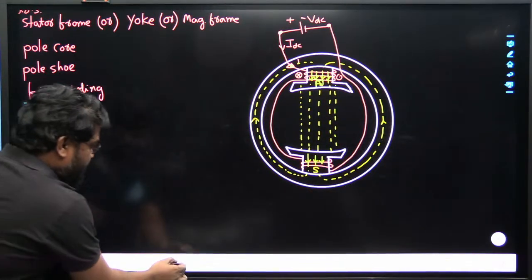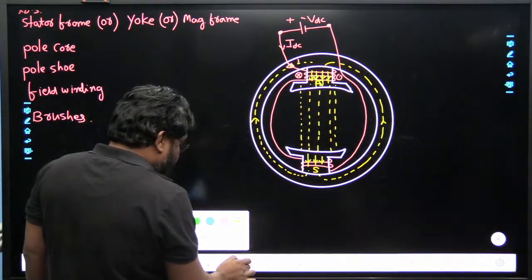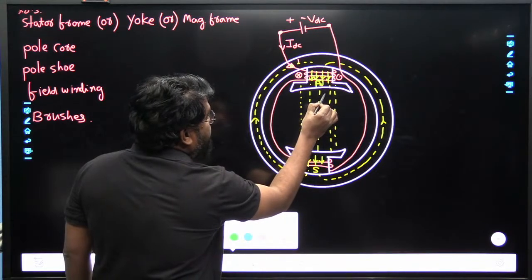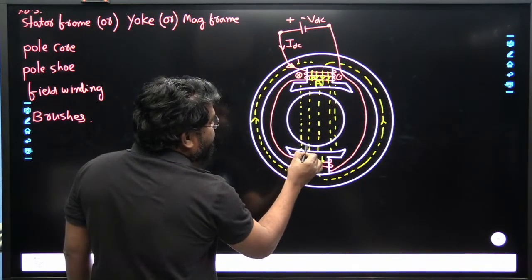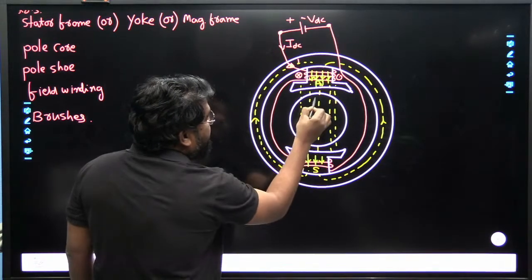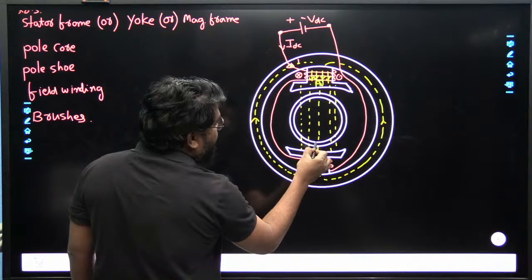And next, we have the armature core. So how do we draw the armature core? See here, all of you. I am drawing the armature core like this. So this is the armature core. All of you got it? This one is the armature core of the DC machine.